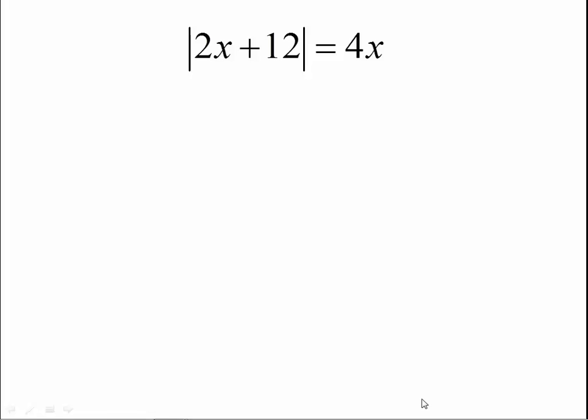We've got the absolute value of 2x plus 12 equals 4x. Why don't you give this problem a shot? Hopefully you tried it out.